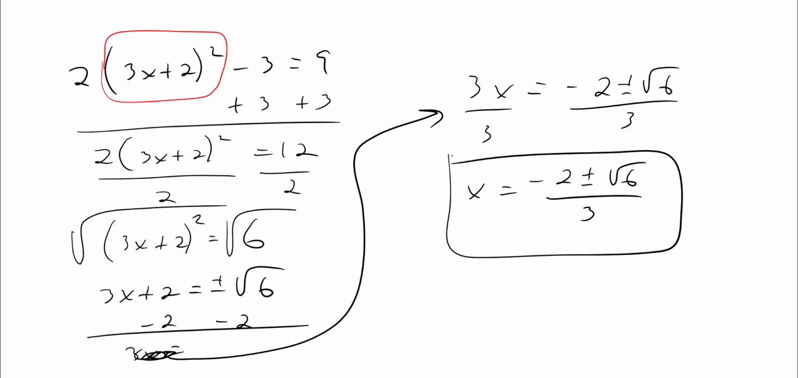Okay, it looks like it's not really simplified all that much, but it is. If these are whole numbers, you can combine them together, but they're not, so you can't combine them together. Okay?